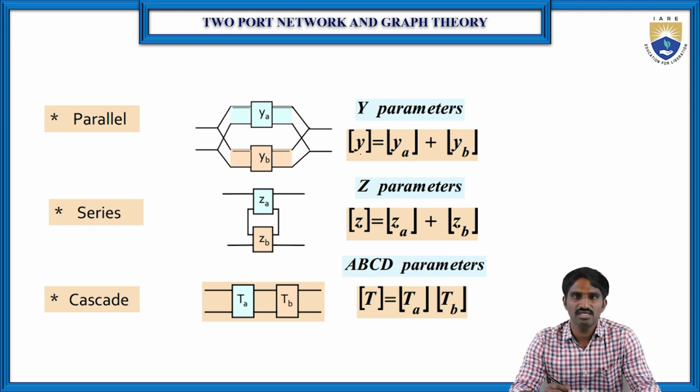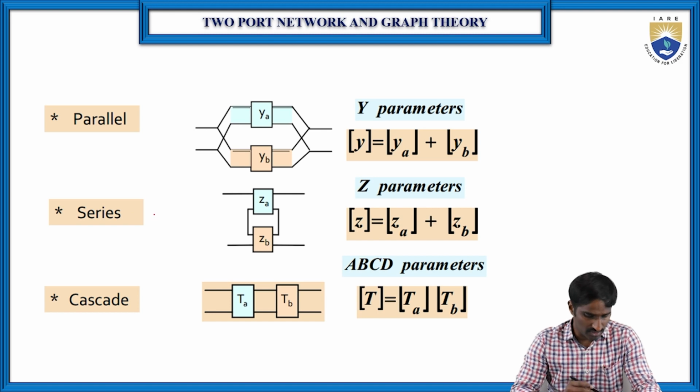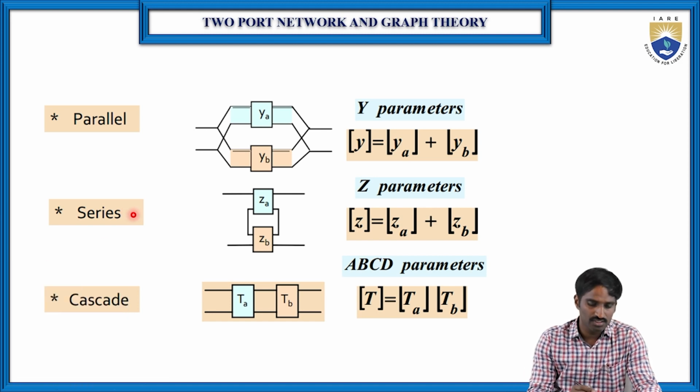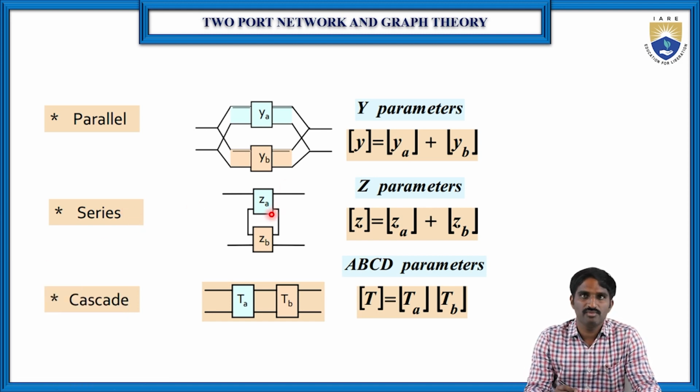Then in this case, the resultant network parameter Y is equal to the sum of the individual network parameters, that is YA plus YB. Similarly, for the series connection, the best suitable parameters are the impedance parameters, which are Z parameters. Then the resultant network parameter Z is equal to the sum of the individual network parameters, which is nothing but ZA plus ZB.